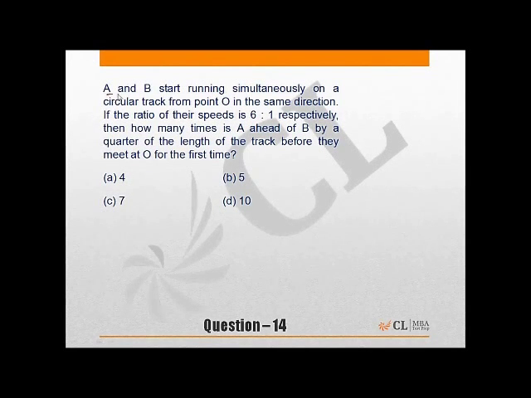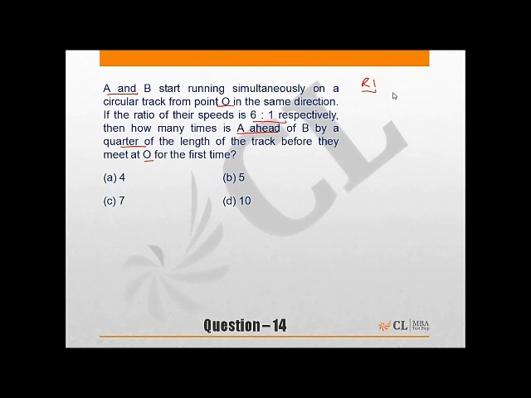Question 14. A and B start running simultaneously on a circular track from point O in the same direction. If the ratio of their speeds is 6:1 respectively, how many times is A ahead of B by a quarter of the length of the track before they meet at O for the first time?